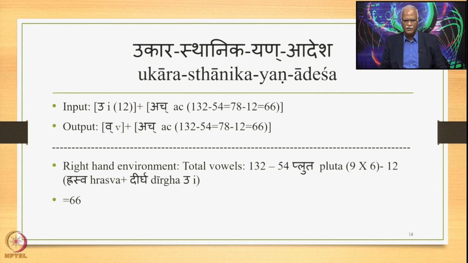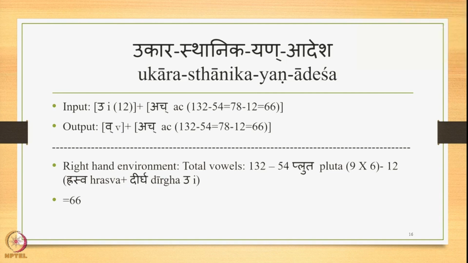And the right hand environment, as we saw just now, consists of actually 132 vowels. Amongst them, Pluta will not occur in that particular position, so they are deleted. And then 12 Rasva varieties and Dirgha varieties of U, they are also deleted, which means that there are 66 Ach which act as the right hand side environment.